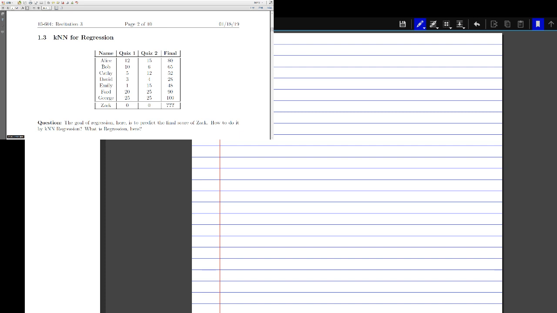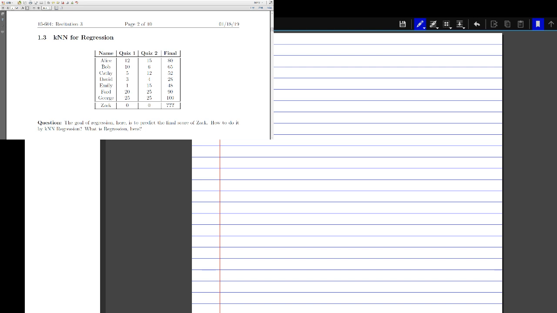And section 1.3 is trying to cover another category, which is kNN for regression. Genre is such a fancy word. If you look at the data table, excuse me for not blowing this window up, because I know everybody has the recitation notes, so this is really just here for reference.